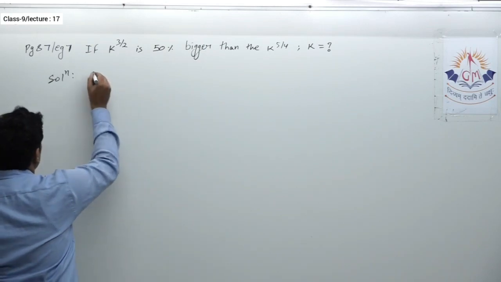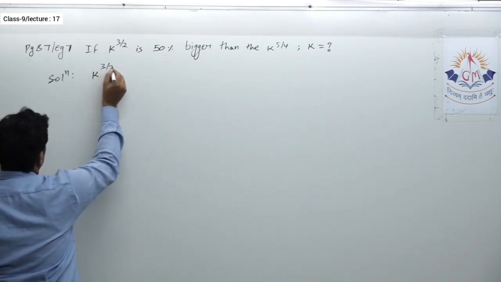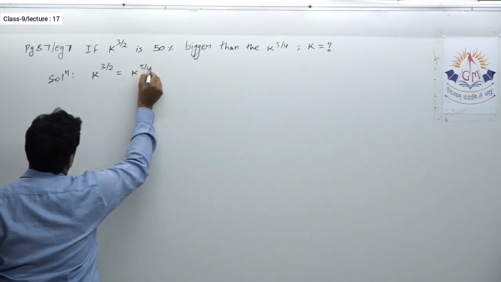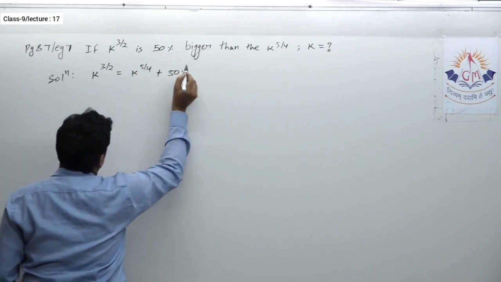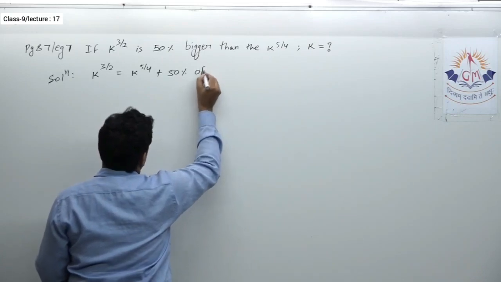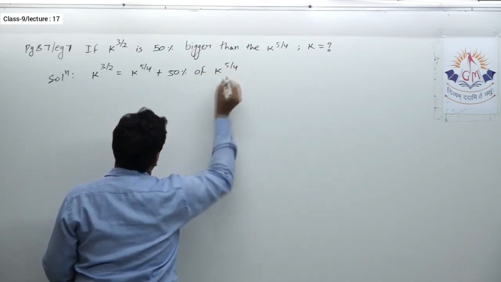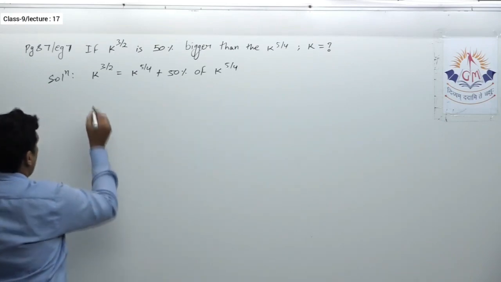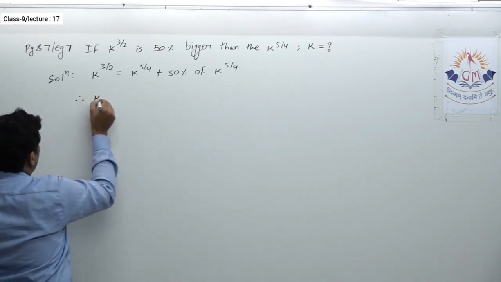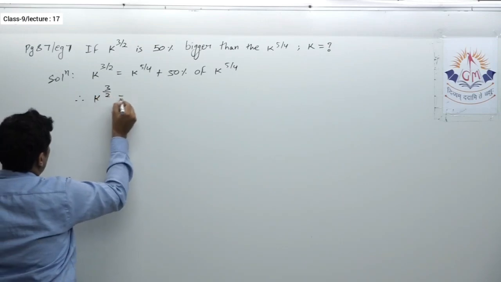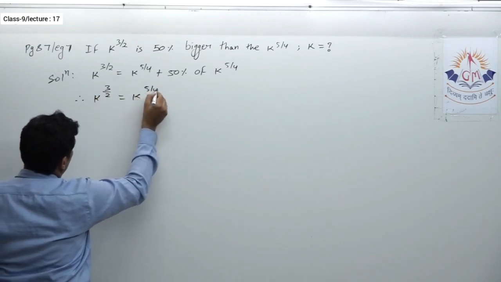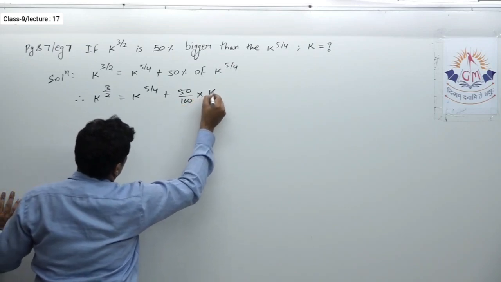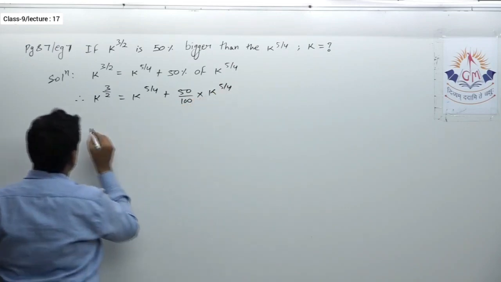Okay, so according to the question, k raised to 3 by 2 is equal to k raised to 5 by 4 plus 50% of k raised to 5 by 4. This much is equal to 50% more than this. Therefore I can say k raised to 3 by 2 is equal to k raised to 5 by 4 plus 50 upon 100 into k raised to 5 by 4.